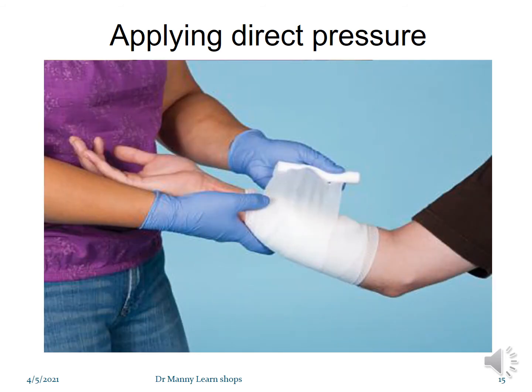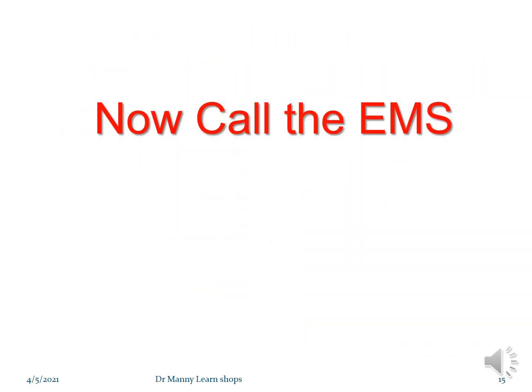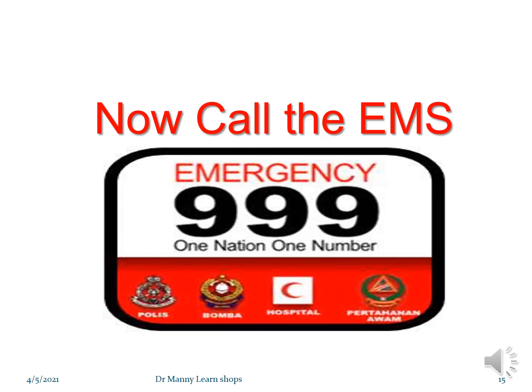Once it's under control, a pressure bandage until you can transfer the victim, the patient, to your healthcare providers, which come from the emergency medical service, the EMS. Or you can get the victim to the hospital, the emergency department. However, after you've stemmed the bleeding, you've done all that, call the EMS. In Malaysia, the number is 999.